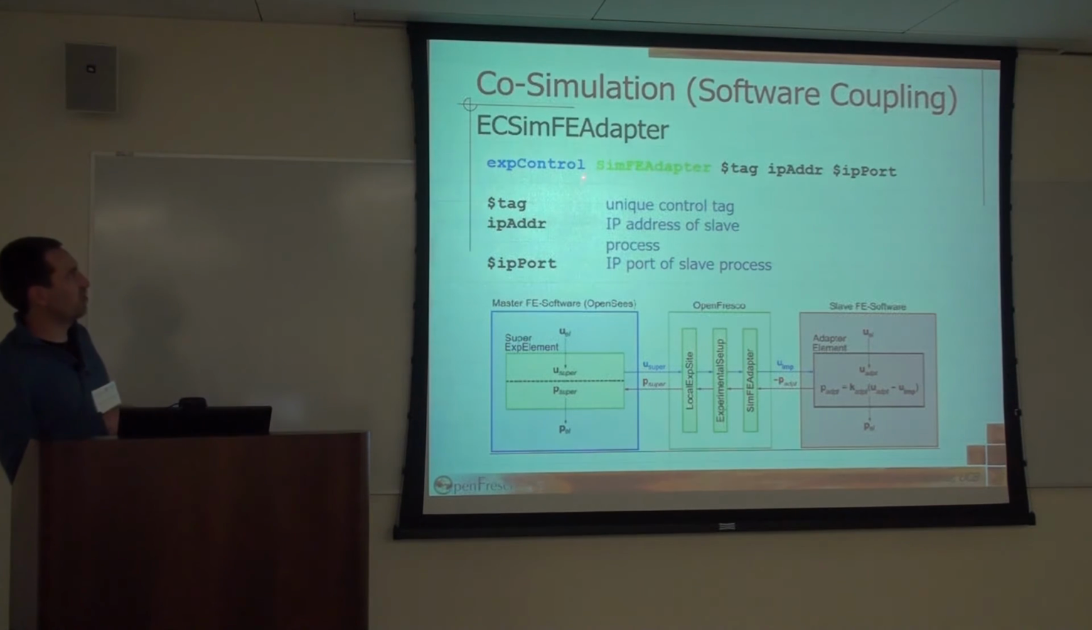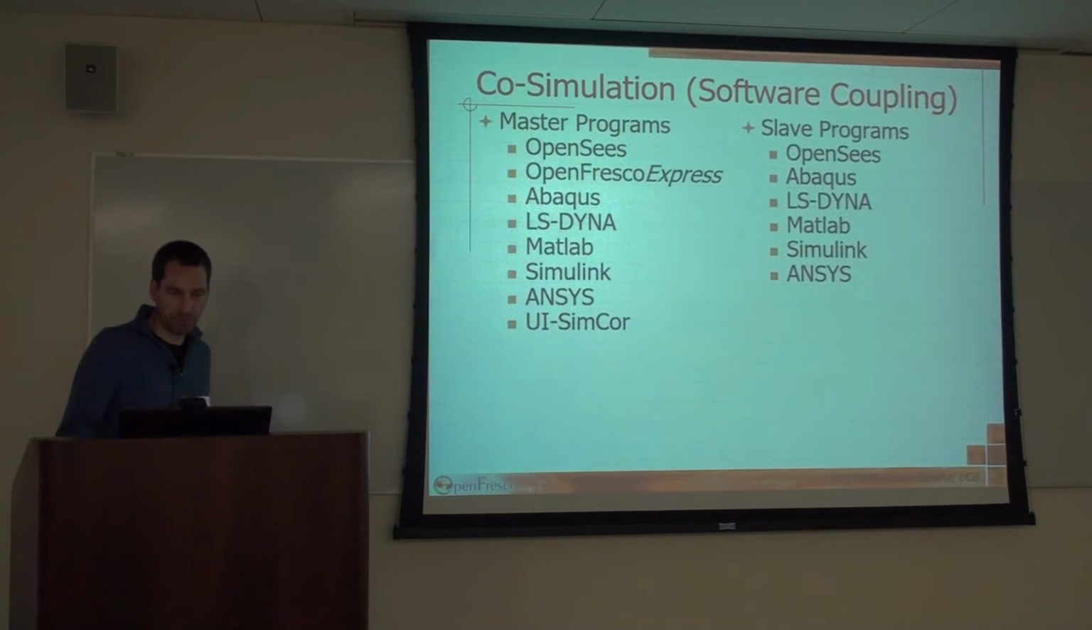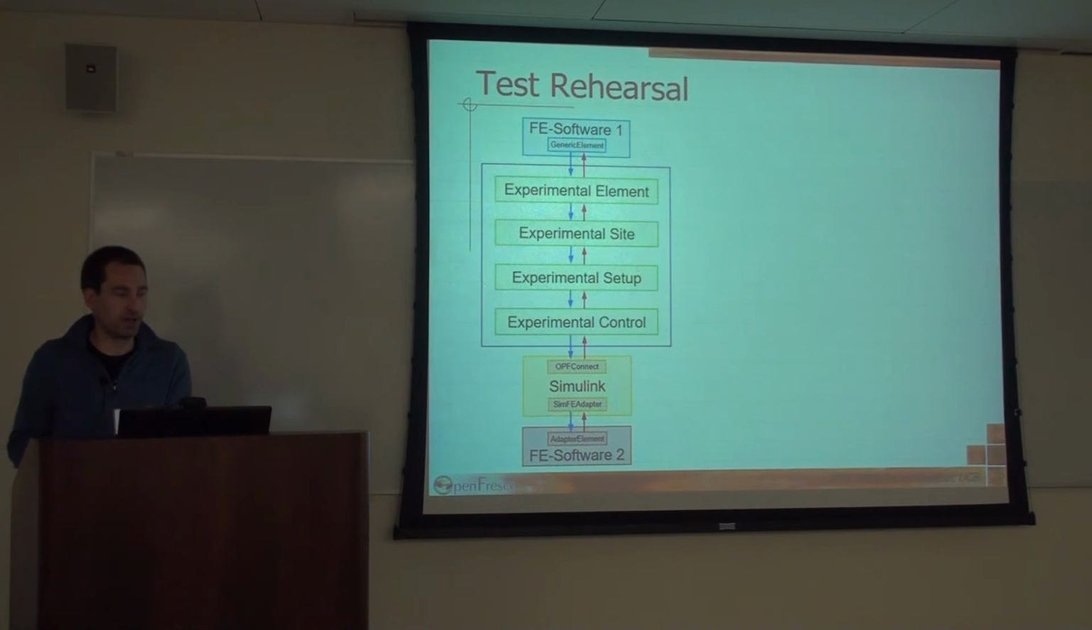I can almost skip over this; Sean showed this in great detail. Another really nice feature of OpenFresco is that you can perform co-simulations or software coupling, where instead of having an experimental specimen in your laboratory, you're simulating your laboratory experiment using another finite element software. That's also available. Like all these connections on the client side, we have adapter elements implemented to do these types of co-simulations, so we can simulate a specimen in OpenSees, Abaqus, LS-DYNA, MATLAB, Simulink, and ANSYS.